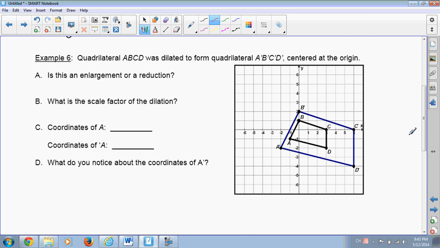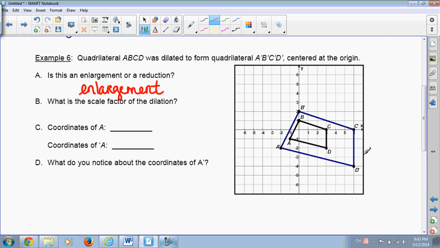Quadrilateral ABCD was dilated to form quadrilateral A prime, B prime, C prime, D prime, centered at the origin. Is this an enlargement or a reduction? Okay, well, ABCD was the smaller one, then A prime, B prime, C prime, D prime was the larger one, so this was an enlargement. What is the scale factor of dilation? Okay.